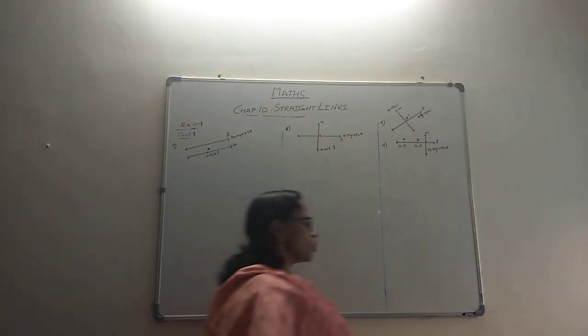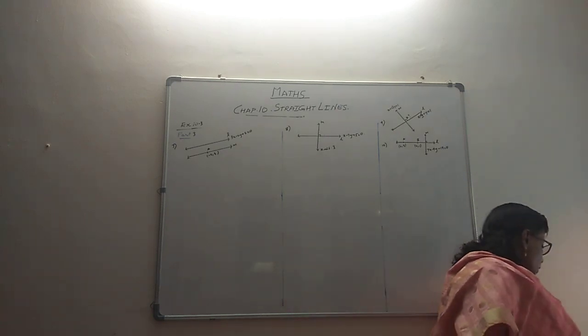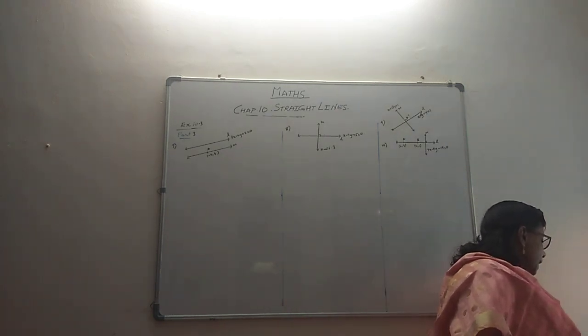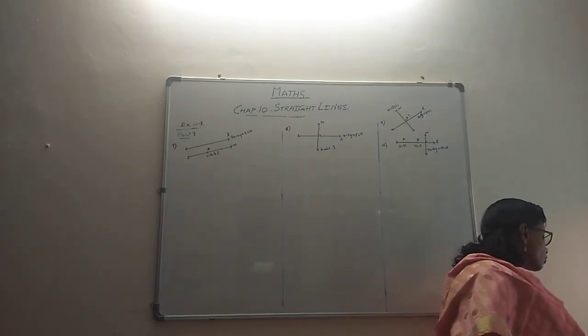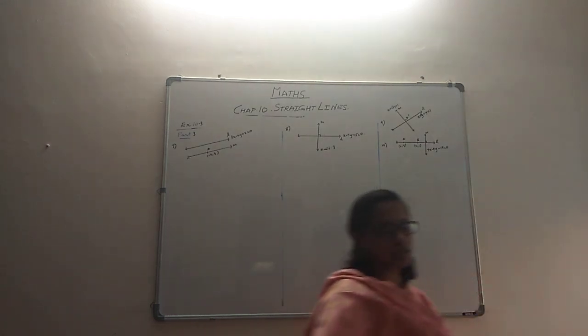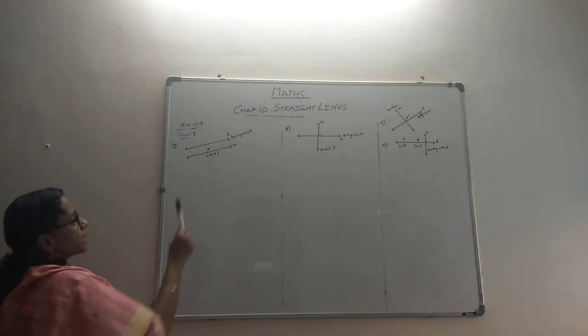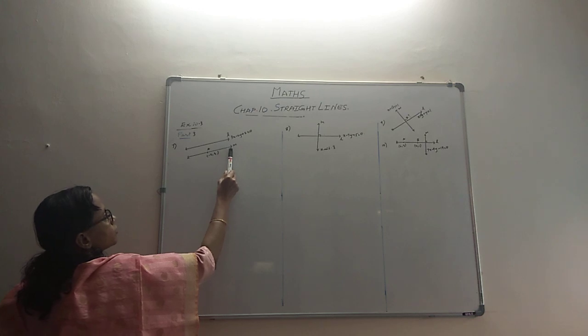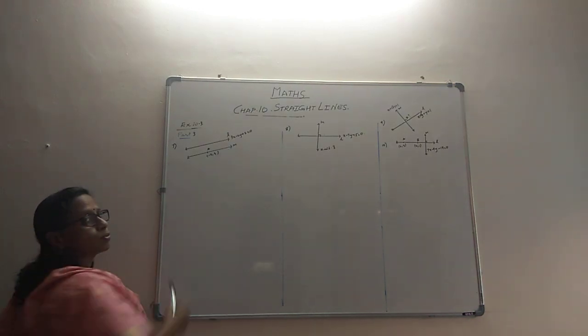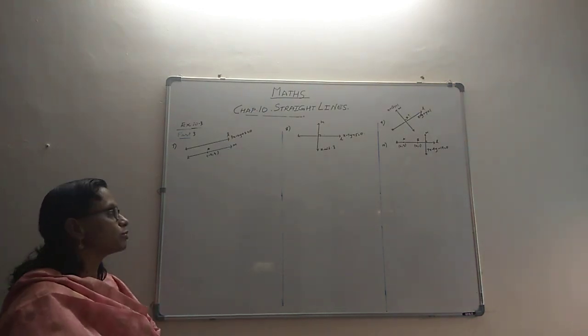Now in the 7th problem, what they say is: find the equation of the line that is parallel to the line 3x minus 4y plus 2 and it's passing through minus 2, 3. So there is a line which is parallel to this line. You have to find out the equation of this line, and this line is passing through the point minus 2, 3. That is what is given to us.